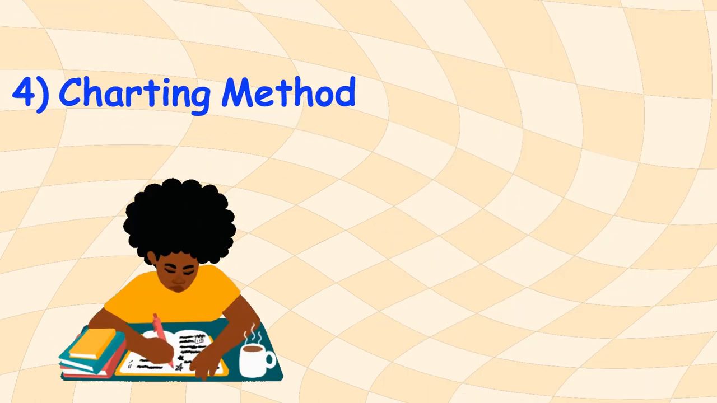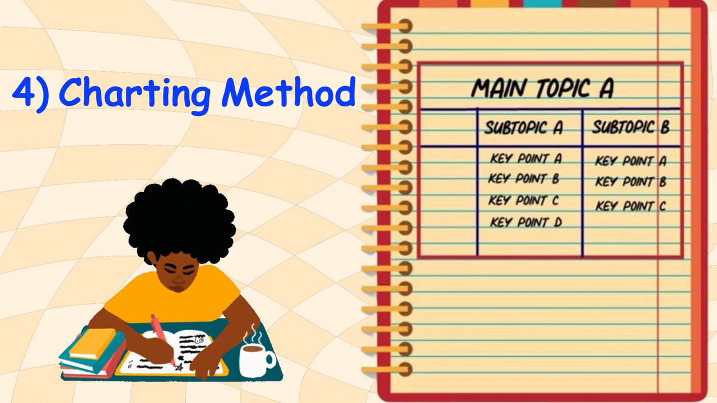Number 4. Charting method. Notes are divided into columns, each representing a category of information, making it easy to compare and contrast data. In-class use. Suitable for lectures with content that fits well into categories, such as dates, terminology, and key concepts in subjects like history or science. Out-of-class use. Ideal for synthesizing information from multiple sources, summarizing research findings, or studying for exams requiring comparison of concepts.